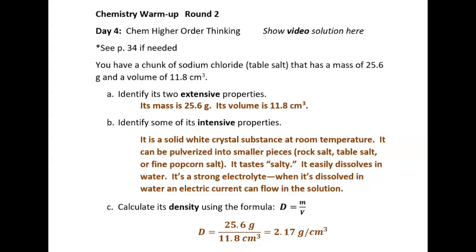Extensive properties are characteristics of a substance that will depend upon the quantity of the substance. And so there are two such characteristics. One is its mass, how much does it weigh on a scale? And the second is its volume, how much space does it take up? So this particular chunk of sodium chloride has a mass of 25.6 grams and a volume of 11.8 cubic centimeters. Listing those two measurements is giving its two extensive properties.